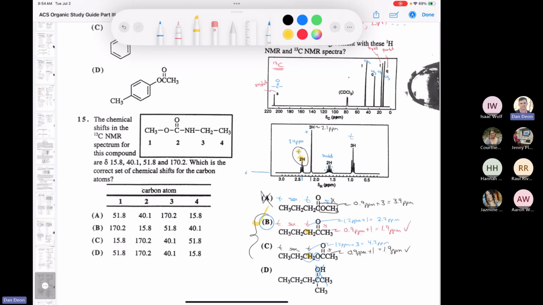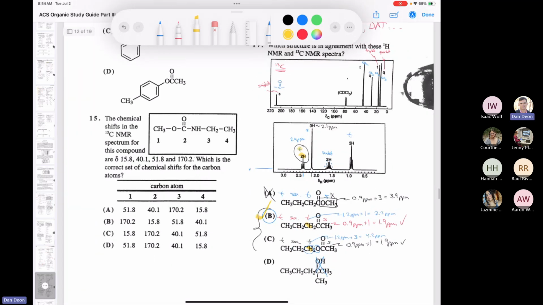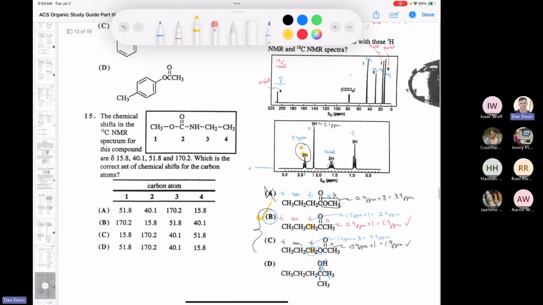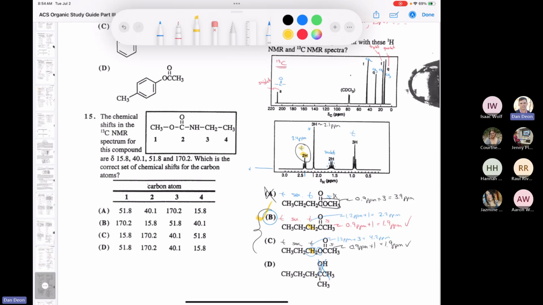Okay. Give me a thumbs up if you're at least with me on the rationale. Everybody with me on the rationale for that one? Cool. Awesome. And I think that's it for spectroscopy. Those are the ones that I had picked out.